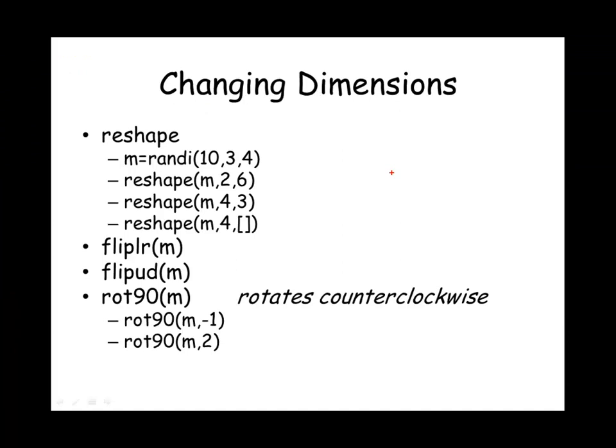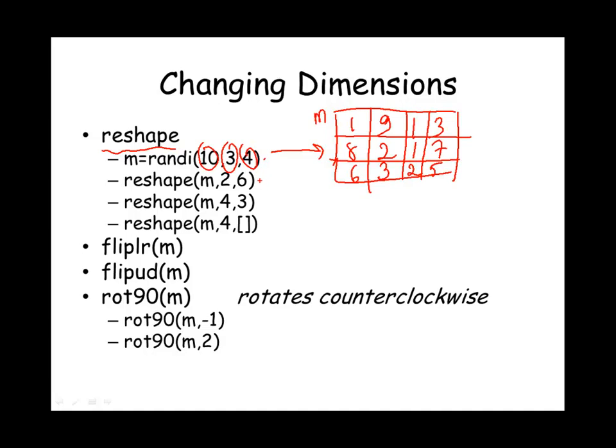There are a number of functions in MATLAB that change the order of its elements or change the dimensions of the matrix. One of these functions is the reshape function. And let me illustrate it on this example matrix. It's a random matrix containing numbers from 1 to 10, and it is a 3 by 4 matrix. And I'll just make up some example values.